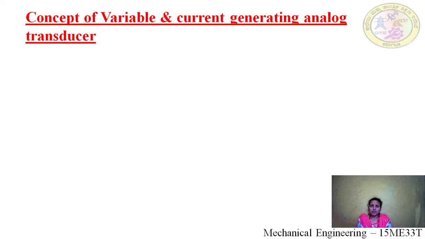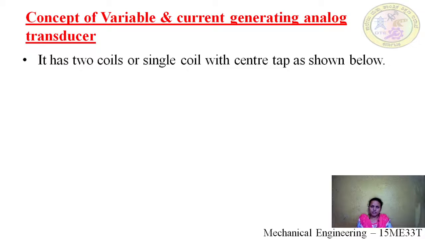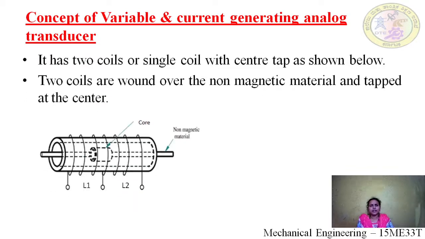Next we shall see the concept behind the variable inductance generating analog transducer. I would like to explain this concept with one diagram. Here I am taking a non-magnetic material, a two-coil winding wound around the non-magnetic material, and it is tapped at the center. Now the core is at the center. When the core is at the center, the inductance between these two will be 0.